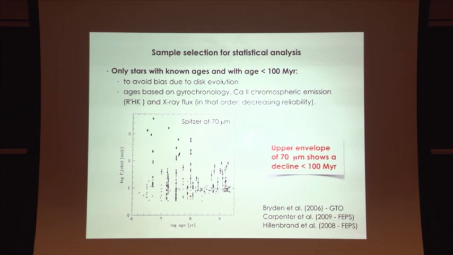So what we did was to have as uniform an age sample as possible. We used isochrone chronology for the ages. And then the DUNES survey had its dedicated observations to look at chromospheric emission for the ages. And in the worst case, we use X-rays, always in this order of decreasing reliability, right? So we try to have a uniform sample of ages. And then we excluded all stars that were younger than 100 million years, to get rid of biases introduced by disk evolution. And in a later step, we went even further and excluded stars that were younger than a gigayear. But I will talk about it later.